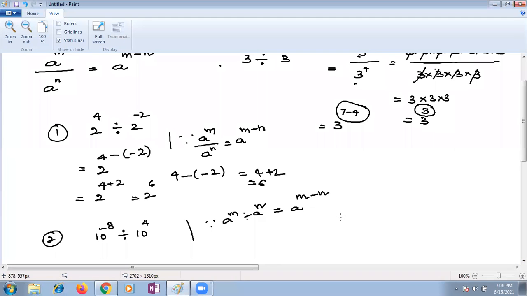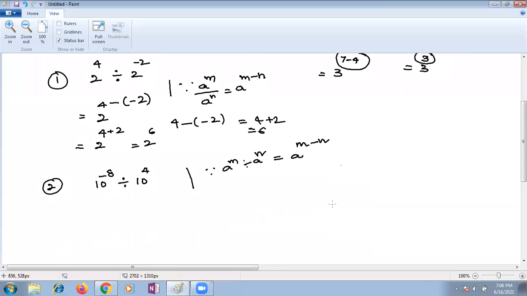So 10 raised to minus 8 minus 4. So it becomes minus 8 and minus 4. Minus into minus will be plus. What is the value? Ma'am, 12. Raghav, is it 12? No, ma'am, it will be in minus. Minus 12. So it is 10 power minus 12.